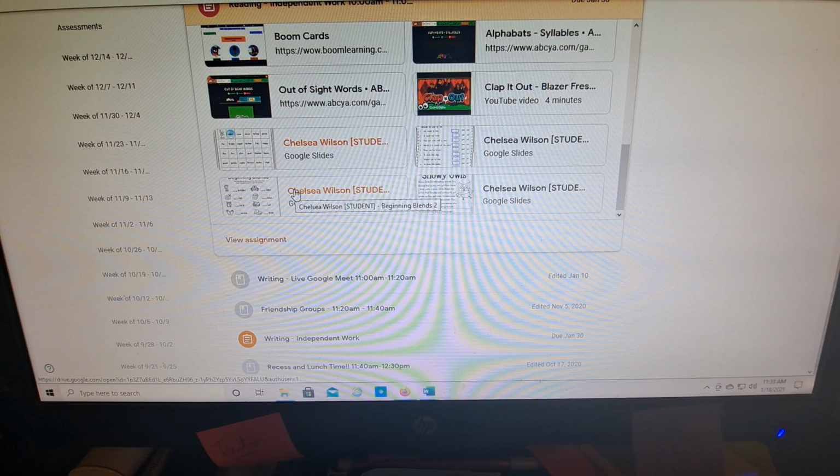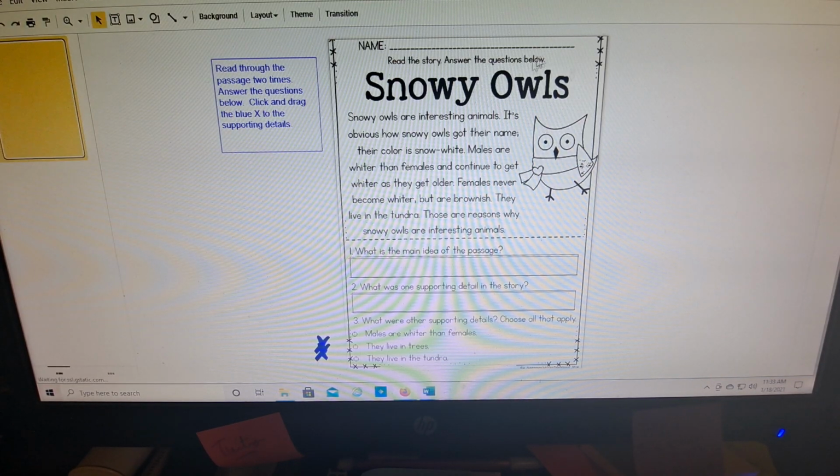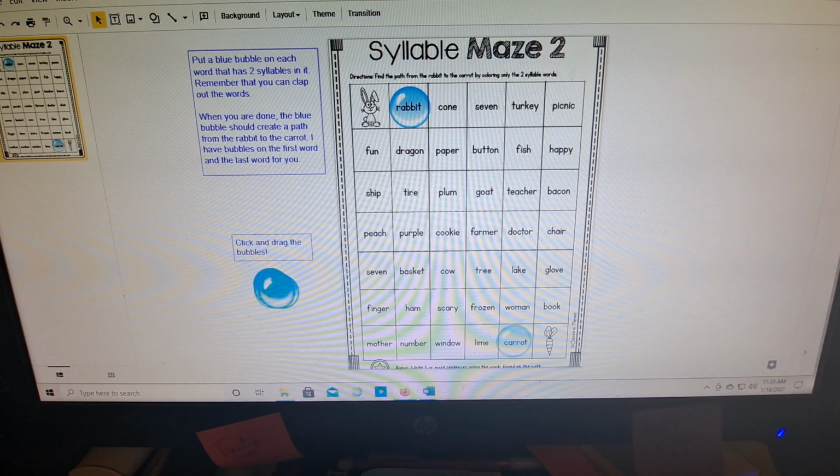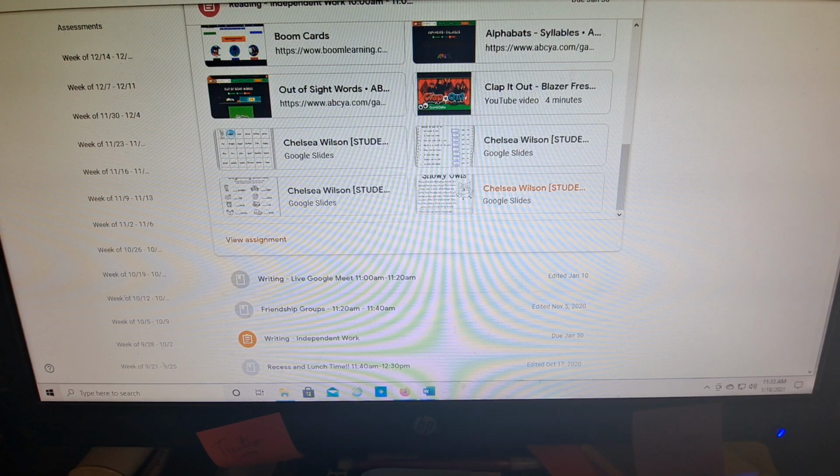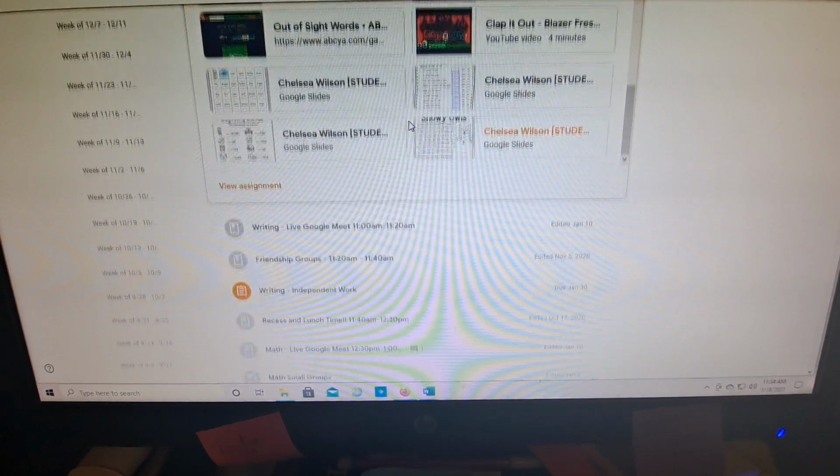Beginning blends we will talk about, and then Snowy Owls is again just another kind of worksheet talking about the main idea. And the reason we are talking about the main idea is just so that when they come across these passages in MAPS testing and SBAC testing, they'll understand what to look for and how to look for it. So that is our reading for the week.